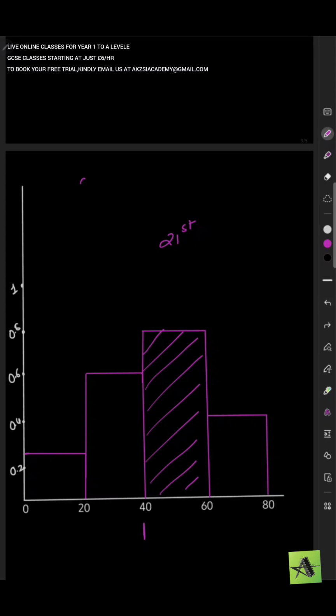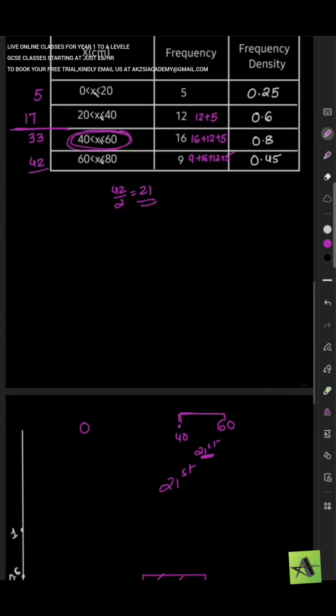Try to understand. From 0 to 60, and here it's 40. Somewhere between here my median is lying, and the position of that median is 21st. So this position is from 0. I want to know the exact position in between 40 to 60. For that, I need to subtract the previous frequencies, which is 17: 5 plus 12, which is 17. So understand this, that the 21st is lying in between it, right?